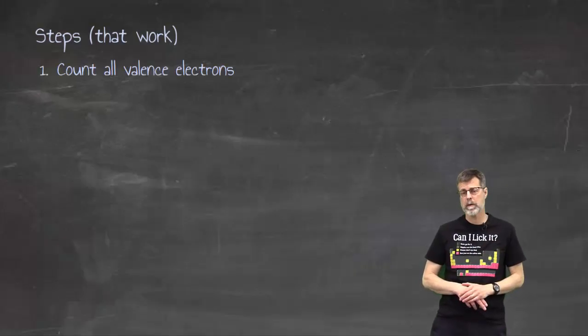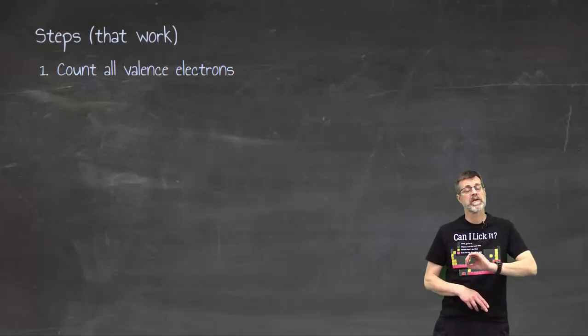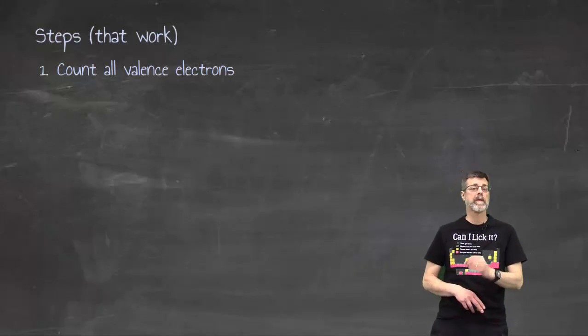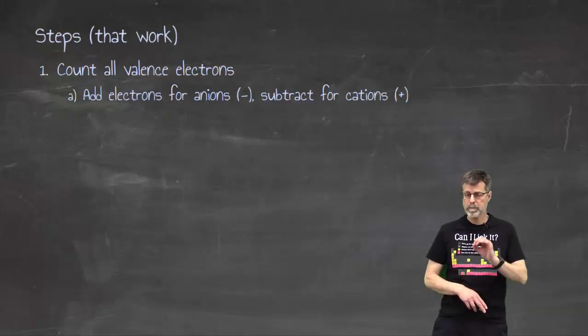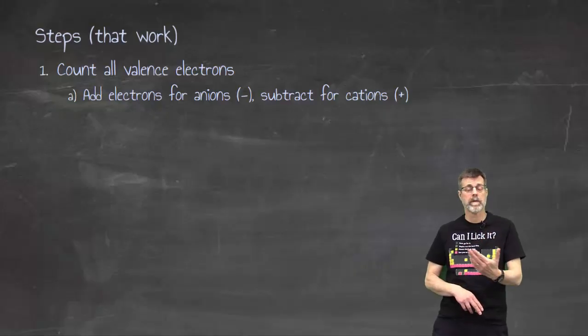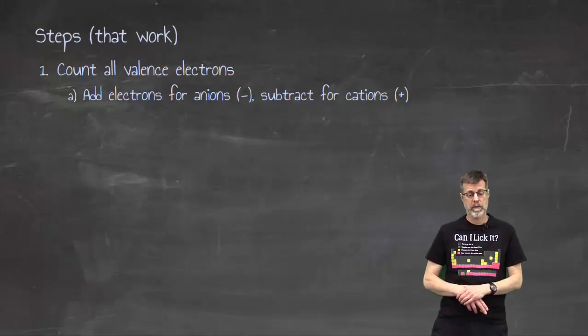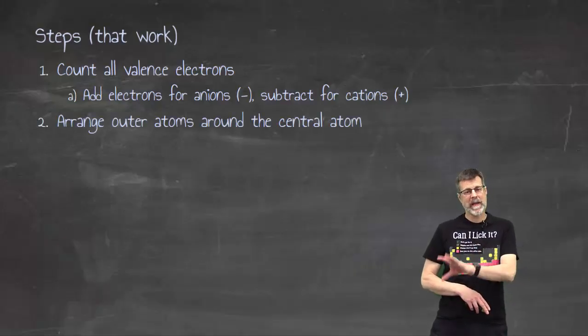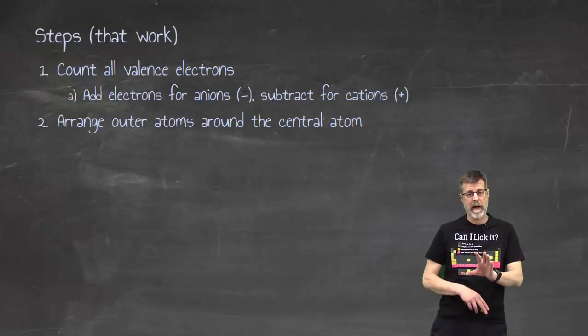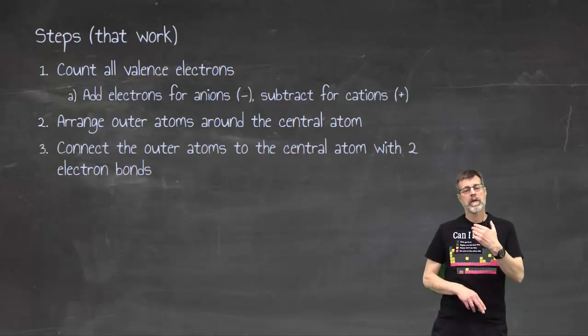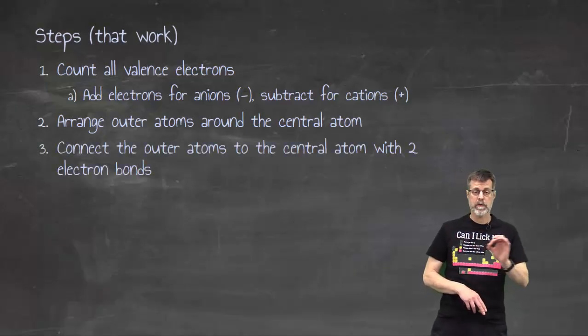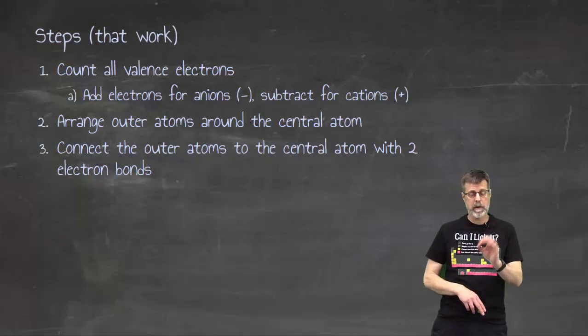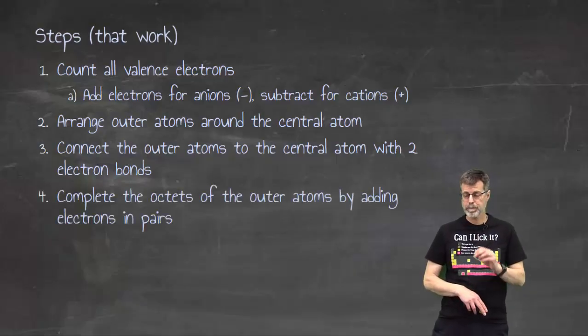You're going to still start out with counting all the valence electrons. You're not going to start by drawing those valence electrons, but you're definitely going to start by counting the valence electrons. If you have an anion, that is a negative ion, you're going to add the correct number of electrons. If it's a cation, a positive ion, you're going to subtract those electrons. You're going to arrange the outer atoms around the central atom. Now we'll talk later on about how we pick which one is going to be the central atom. Then you're going to connect the central atom to those outer atoms with a bond. Single bond, that's going to represent 2 electrons.